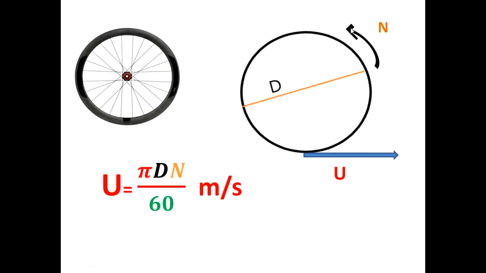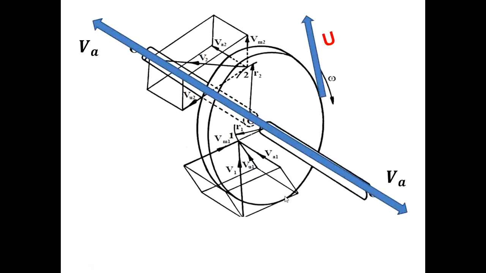It is rotating at a speed N, having the diameter D. Therefore, blade velocity U is equal to pi D N divided by 60. This equation you know very well. Earlier also you have used this equation in fluid mechanics and in the mechanics of materials. Then it's enough. I hope you understand what is meant by the blade velocity.